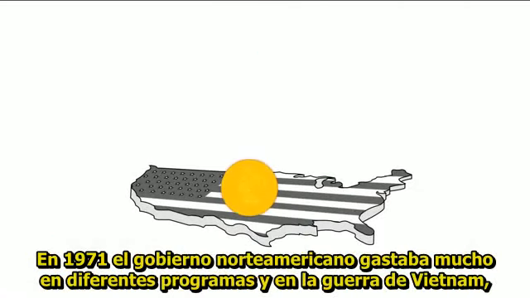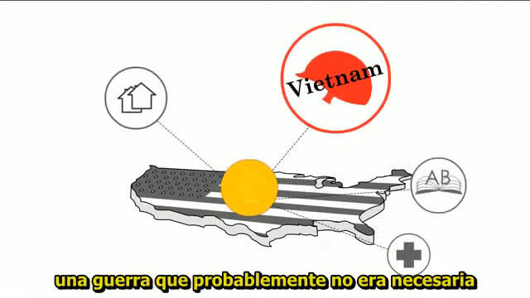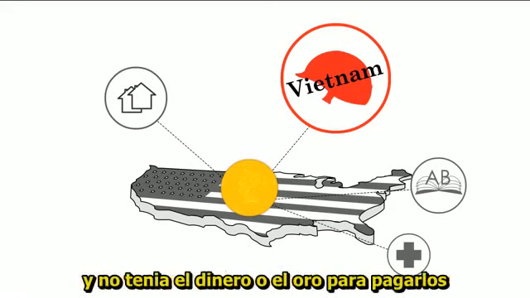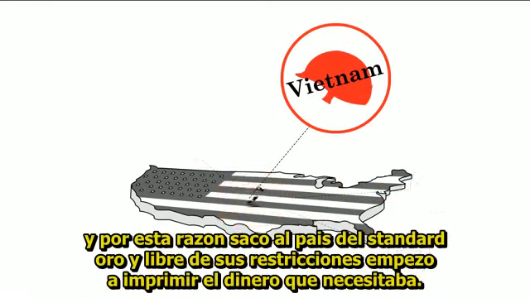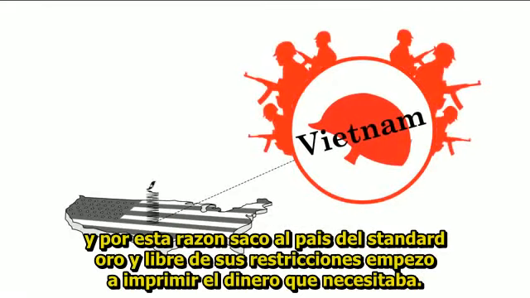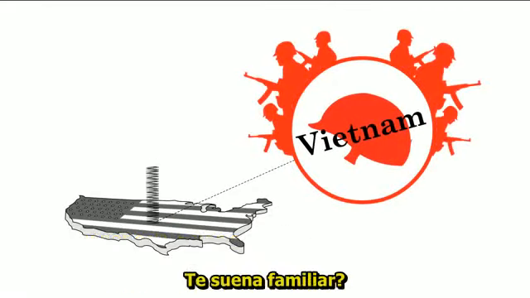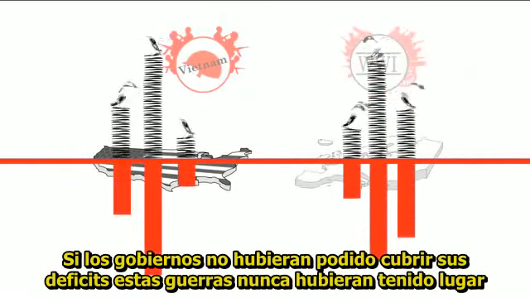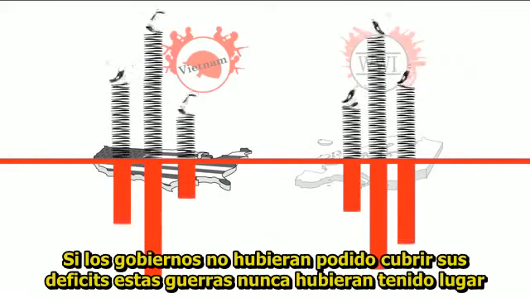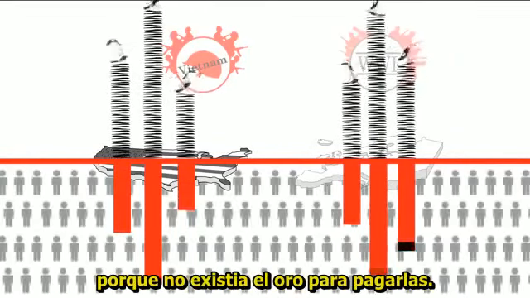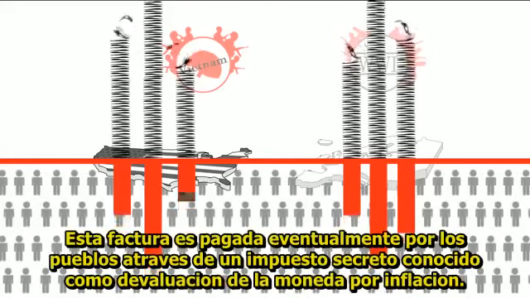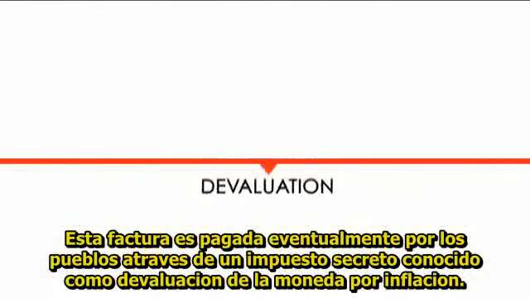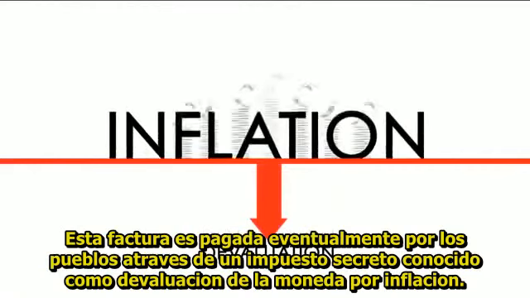In 1971, the American government was committed to various spending programs and Vietnam, a war that probably needn't have happened. And it didn't have the money or gold to pay for it, so it took America off the gold standard and, free of its restraints, printed the money it needed. Sound familiar? If governments didn't have the power to run up deficits, these wars could never have happened. There wasn't the gold to pay for them. The bill is eventually paid by the people through the stealth tax that is currency devaluation by inflation.